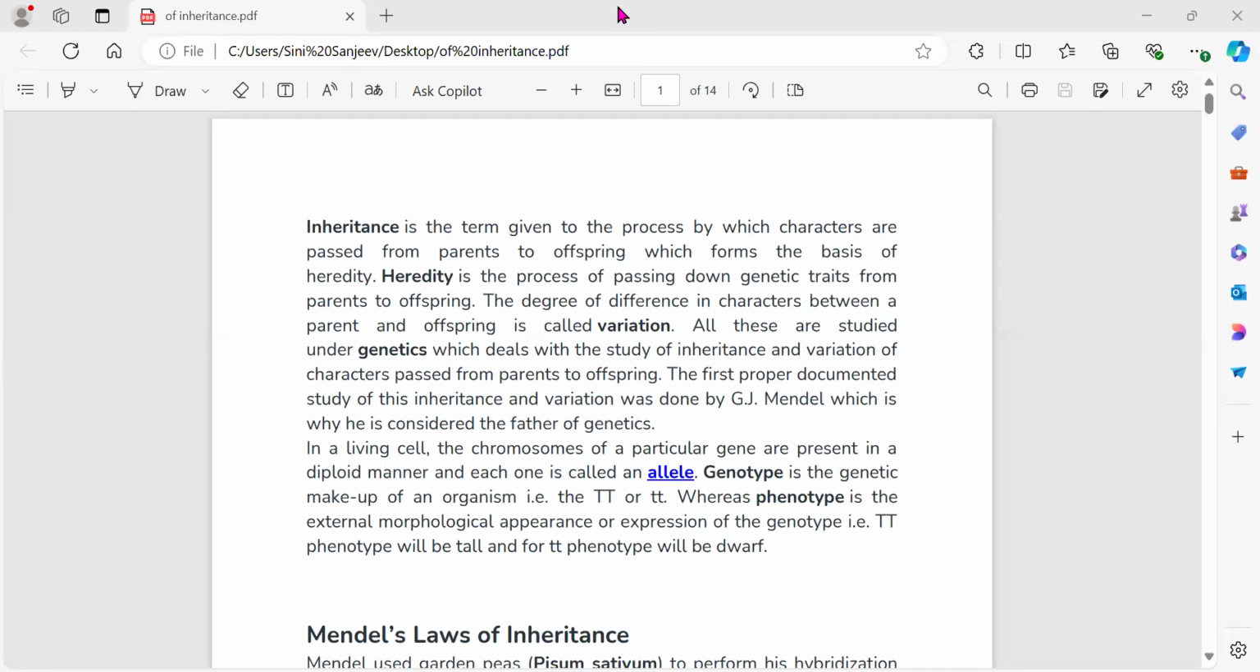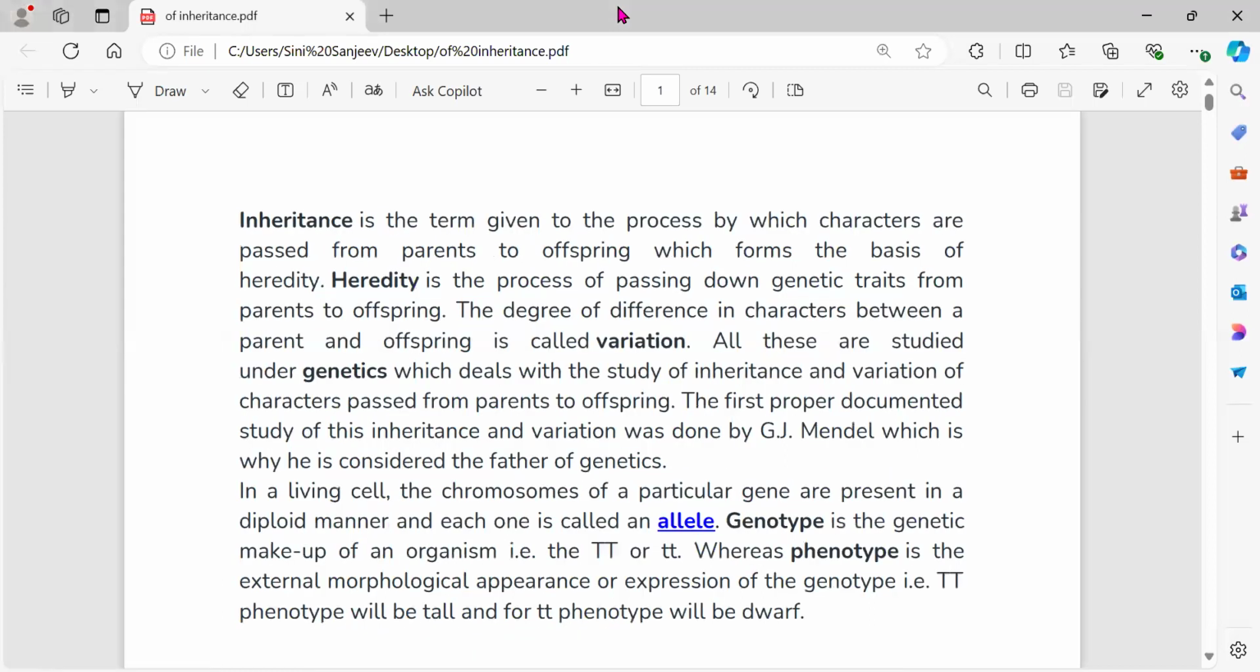Starting from the first term, which is inheritance. Basically, what is inheritance? In simple words, it's nothing but the process by which you get the characters from your parents. Whatever the parental characteristics are, they are being passed on to their offsprings. So the process of passage of those genes from the parents to the offsprings is called inheritance.